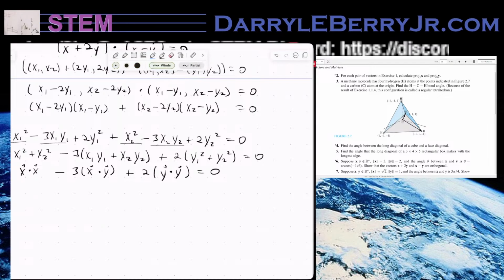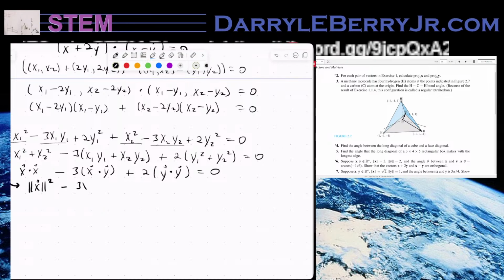So this is the magnitude of x squared. It's just recognizing that the magnitude of x is the square root of x1 squared plus x2 squared. Since there's no square root over it, I squared that whole thing. So this is the magnitude of x squared minus 3x dot y plus 2 times the magnitude of y squared equals 0.